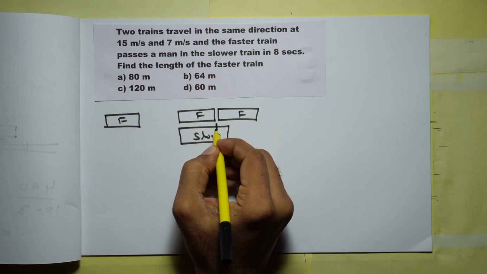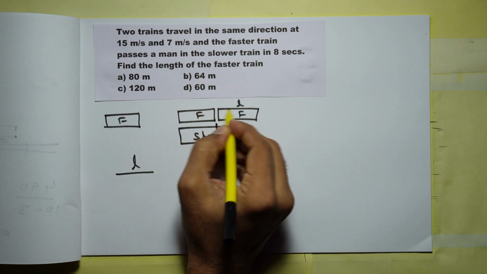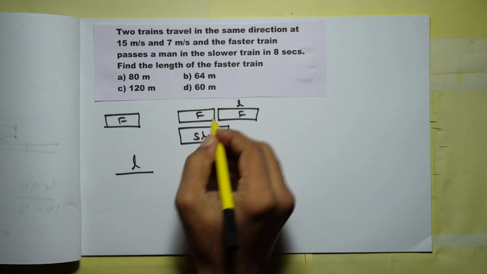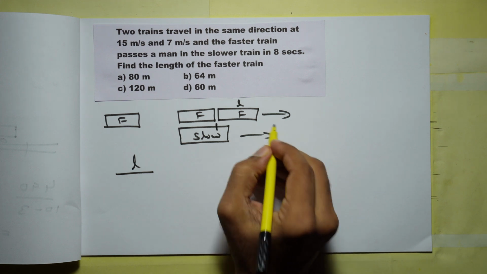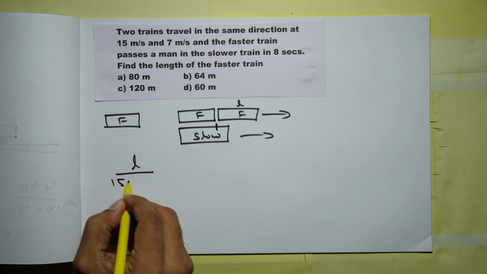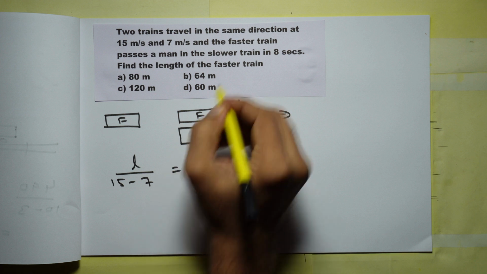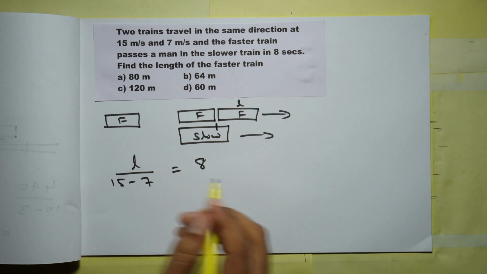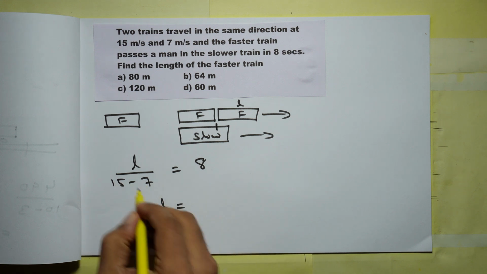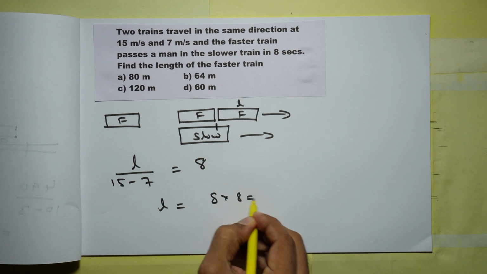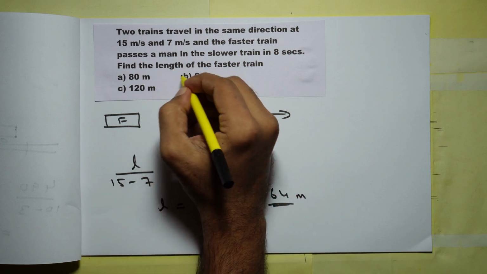Now passes a man in the slower train. So to pass this man, the faster train has to move its own body length. So distance to be moved is the length of the faster train L divided by relative velocity. Both the trains are moving in the same direction. So relative velocity will be the difference of their speeds. That is 15 minus 7. So distance by speed gives you time and the time given is 8 seconds. So from this we can calculate the length. 15 minus 7 is 8. So L you will get as 8 into 8. That is you will get it as 64 meters. That is the length of the faster train. That is option B.